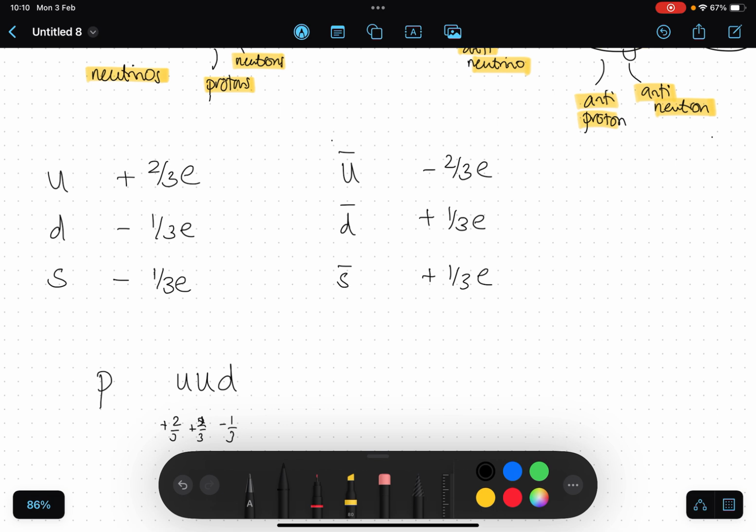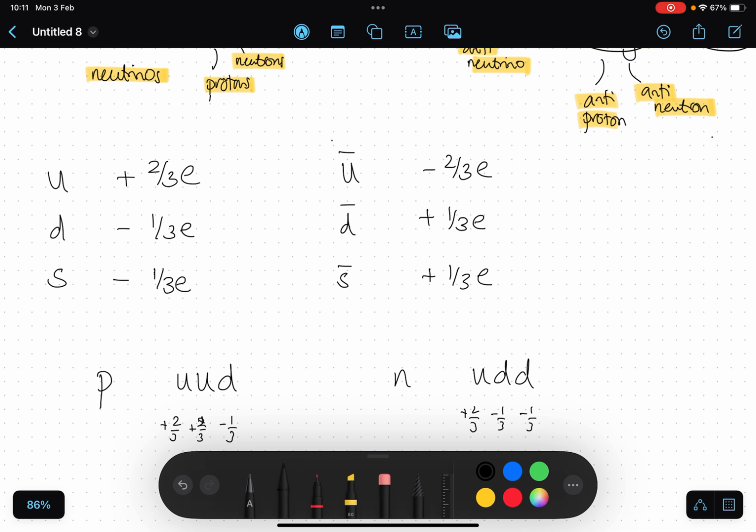Add those together and you get a +1 charge. And the neutron is up, down, down. So we've got plus 2/3, minus 1/3, minus 1/3. That charge adds up to 0 overall. Okay, so that's a little reminder of where we've come from so far.